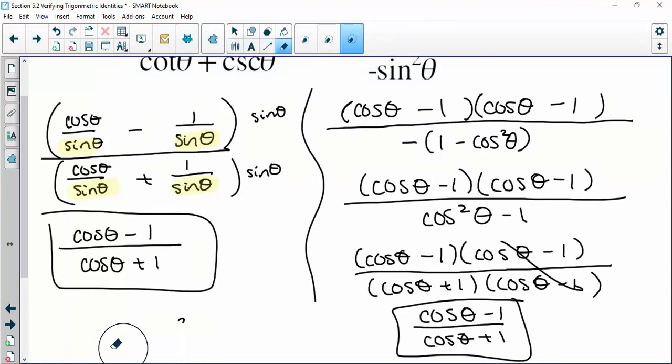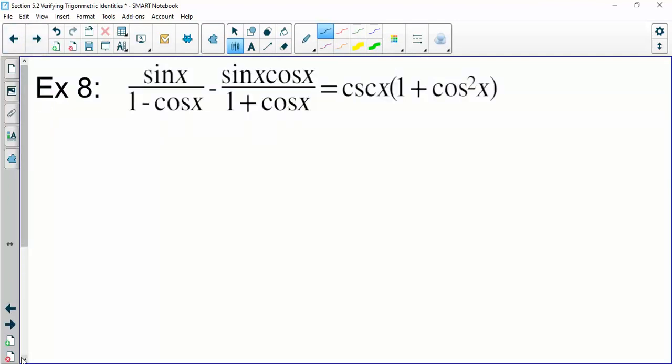How many more samples are there? I don't know. We'll see. So you guys act like you're confident. Try another.